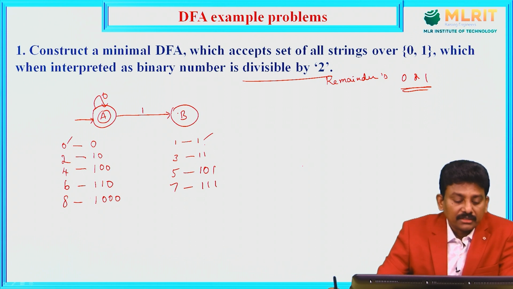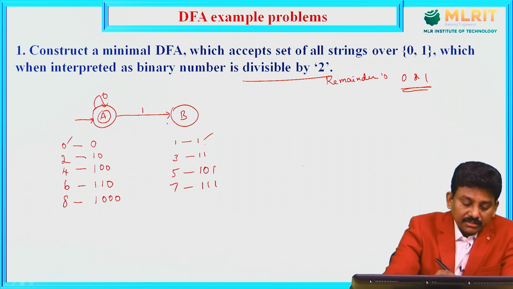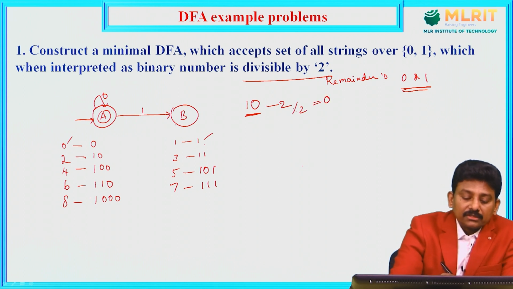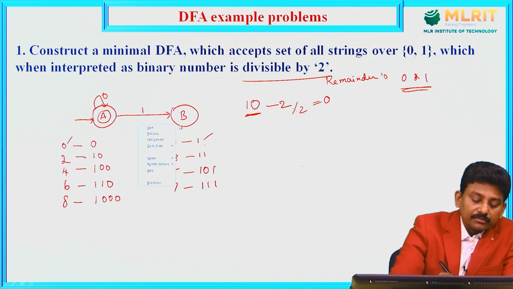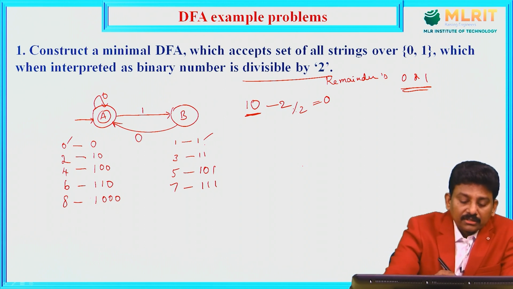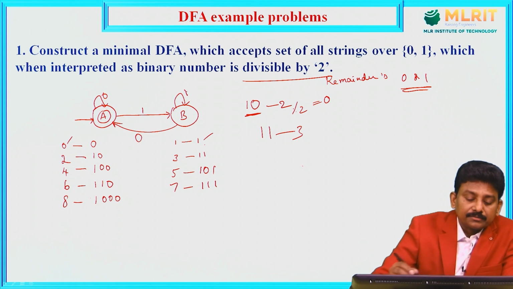So, we have defined the transition function for state A for 0 and 1. We have to define the transition function for B also for 0 and 1. If you read 0 in B, that means the previous symbol is 1, the current symbol is 0, that is 10, that is 2, 2 by 2, remainder 0. So in B if you read 0, go to the remainder 0 state. If you read 1 in B, the previous symbol is 1, the current symbol is 1, that is 3, 3 by 2, remainder 1, so stay in the same state.